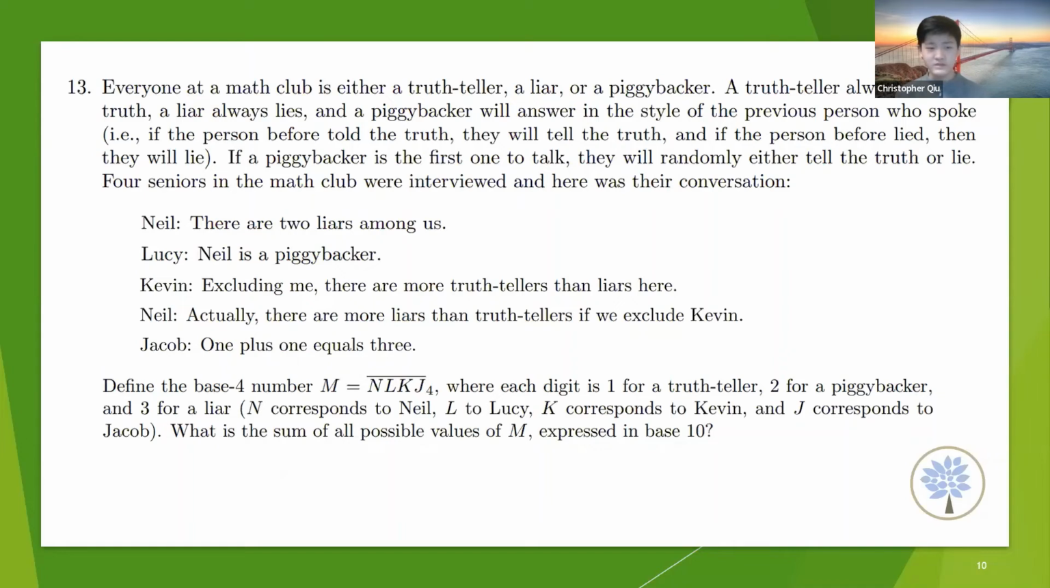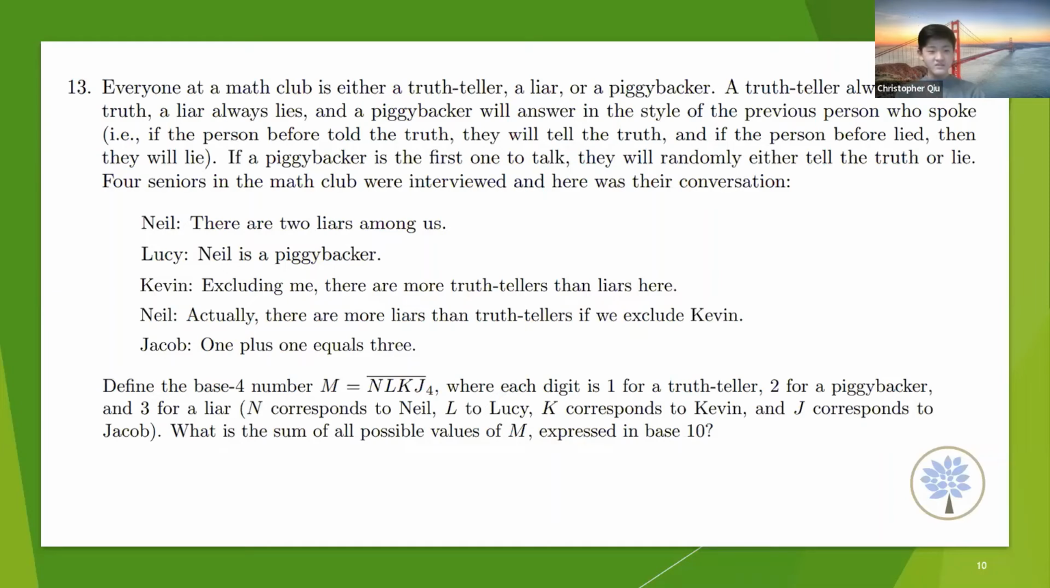What that last one means is if the previous person told the truth, the piggybacker will follow them and also tell the truth. If the person before them lied, they will also lie. We're also told that if a piggybacker is the first one to talk, they will randomly either tell the truth or lie. So if the piggybacker is the first person to talk, we don't really get much information from what this person says.